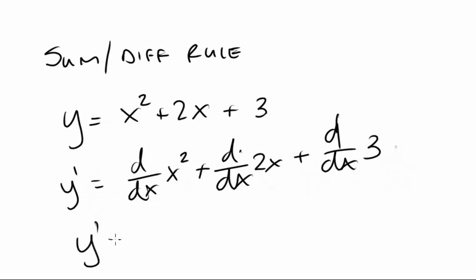Alright, so y prime, derivative of x squared, well that's going to be the power rule. We didn't get the product rule yet. Power rule, so we're going to put the 2 in the front and subtract 1, so it'll be 2x plus derivative of 2x, well that's constant multiple rule. You can move the 2 into the front, and the derivative of x is 1, so it's just 2 plus the derivative of 3. Well, there's your constant function. So the derivative of a constant function is 0. So our answer is 2x plus 2.